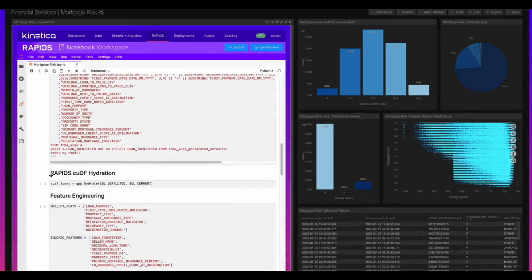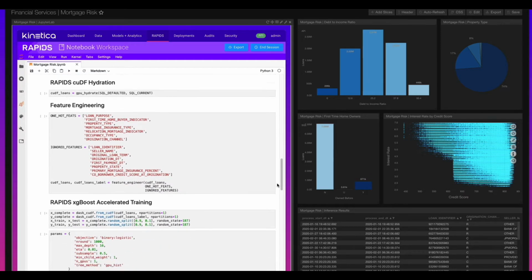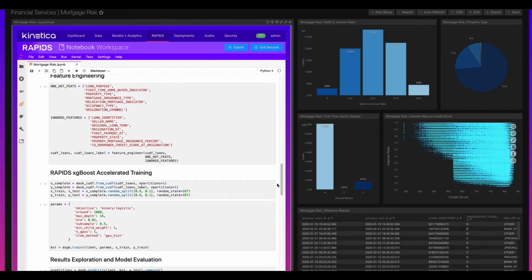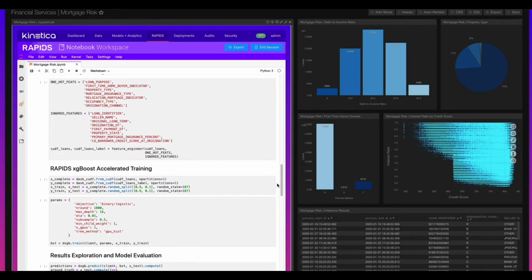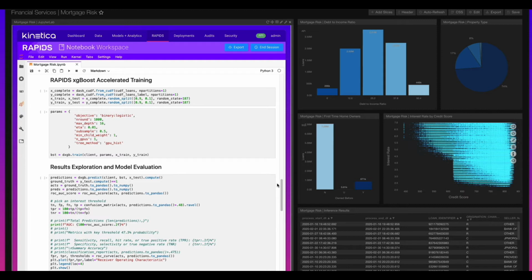Along the right side of the notebook, you can see visualizations that highlight a sample of the features that are being used by the model to predict default risk. For example, there is property type, whether the borrower is a first-time homebuyer, their debt-to-income ratio, and credit score. We then apply the feature engineering to our loan's data frame, and as usual, split the features from the labels. This is followed by the accelerated training of an XGBoost classifier using the same rapid cuDF data frames, which allows us to both iterate faster as well as tune our model more widely.